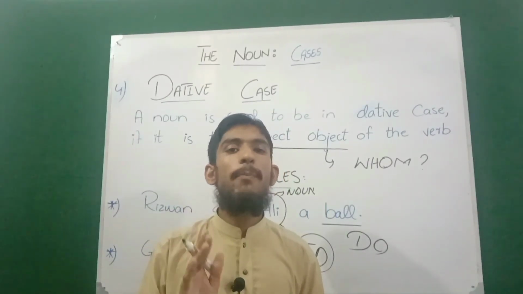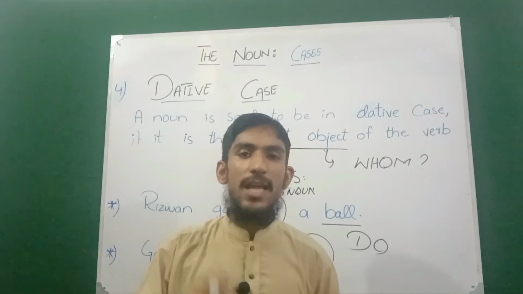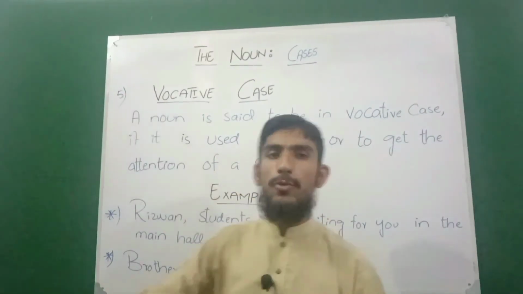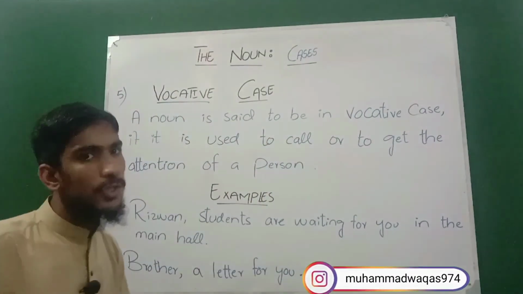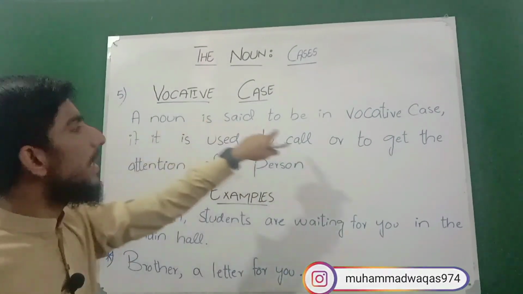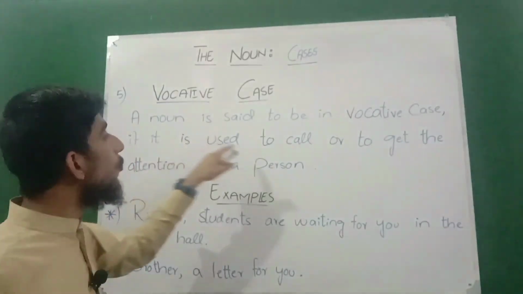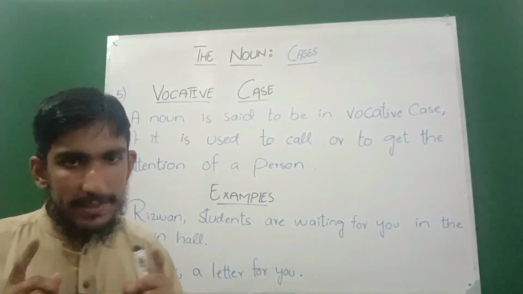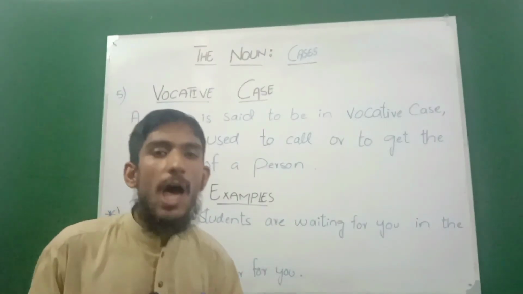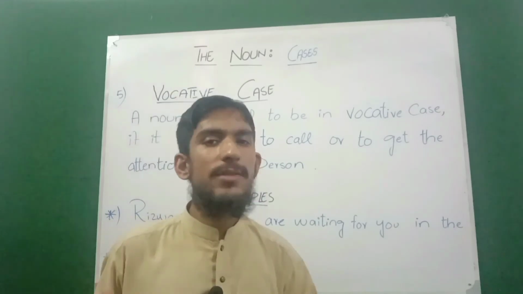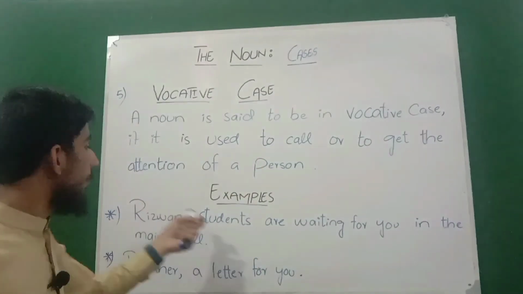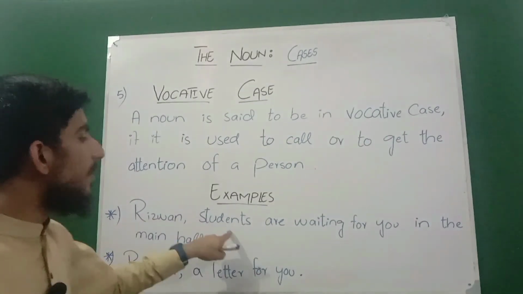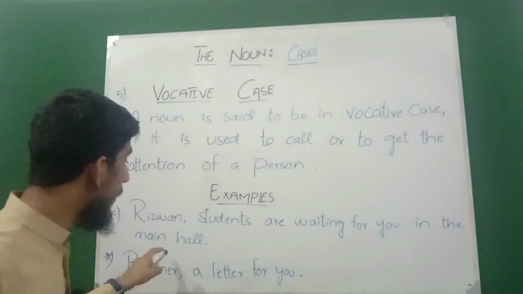Now we will discuss the fifth and the unique case of the noun as well, which is the vocative case. We will discuss the last case of the noun, which is the vocative case. So now what is the vocative case? Native writers have written in their books that a noun is said to be in the vocative case if it is used to call or to get the attention of a person or persons. Again, a noun is said to be in the vocative case if it is used to call or to get the attention of another person or a lot of persons as well. For example, you will learn easily what the vocative case is. Example: Rizwan, students are waiting for you in the main hall.